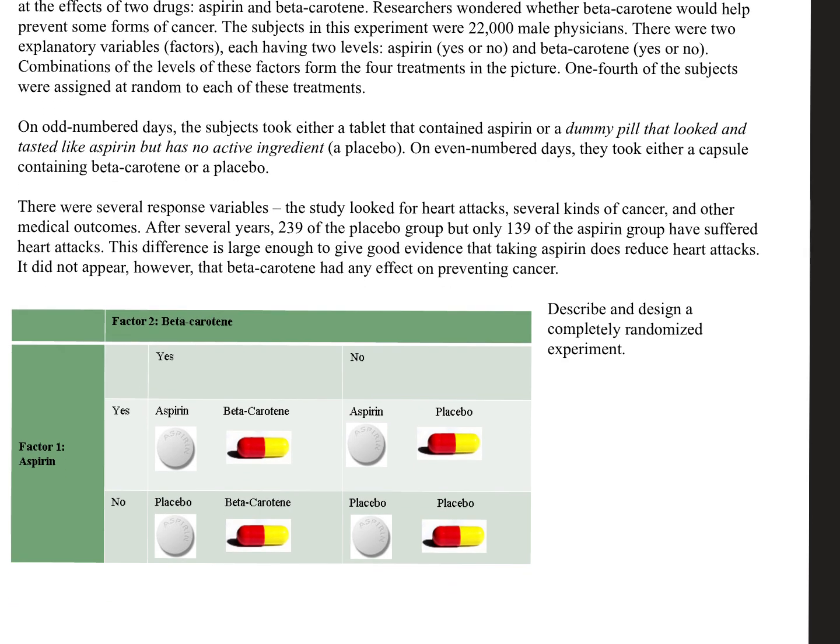So you have this table here where it tells you how it worked. Your first factor was aspirin. The second factor was beta-carotene. So you could be taking both aspirin and beta-carotene, so aspirin on your odd-numbered days, beta-carotene on your even. You could be taking the placebo for aspirin, but the actual beta-carotene, or vice versa, having the aspirin but the placebo for the beta-carotene, or having the placebo for both.